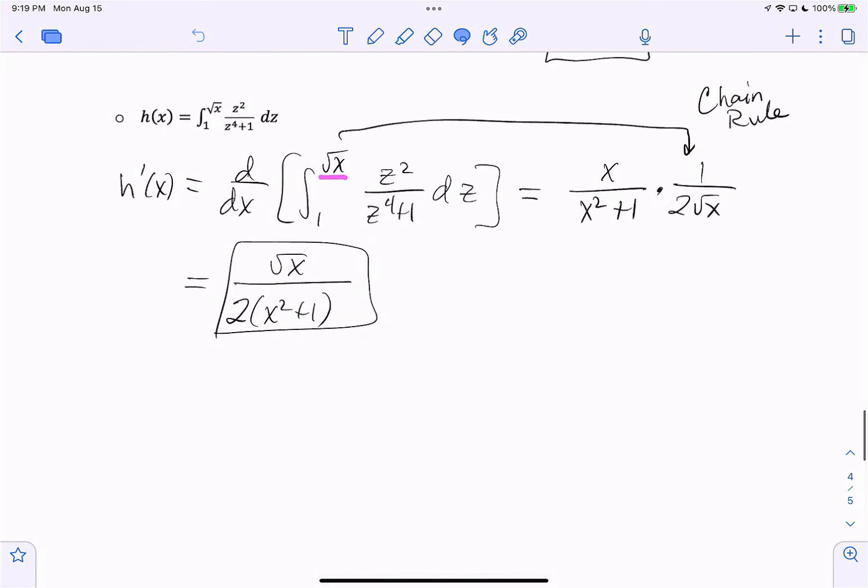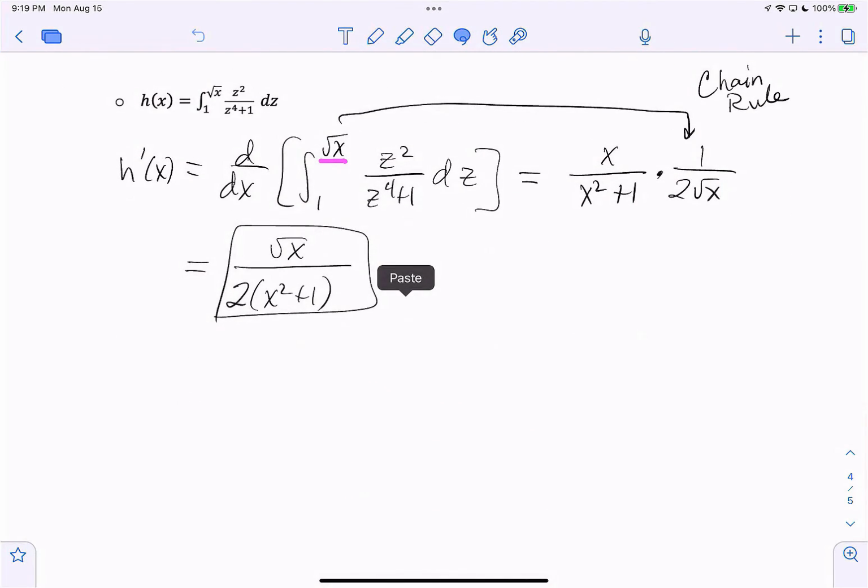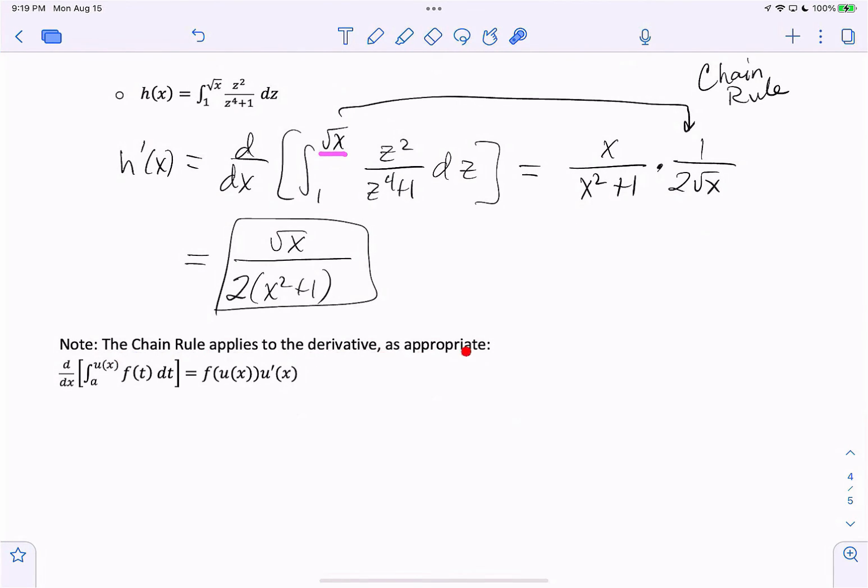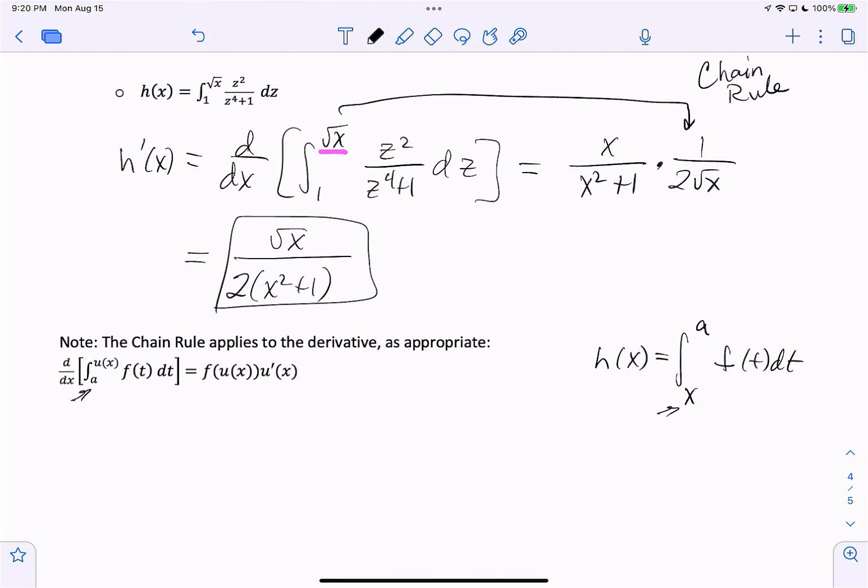So in general, when we are using the fundamental theorem of calculus to find a derivative, the chain rule applies to the derivative if the upper limit of integration is anything but just plain x. What if my h of x is equal to the integral from x to a of f of t dt? I need the lower limit to be constant, not the upper limit. So what we would do is we would use a property of definite integrals and reverse the limits of integration, remembering to make it negative.